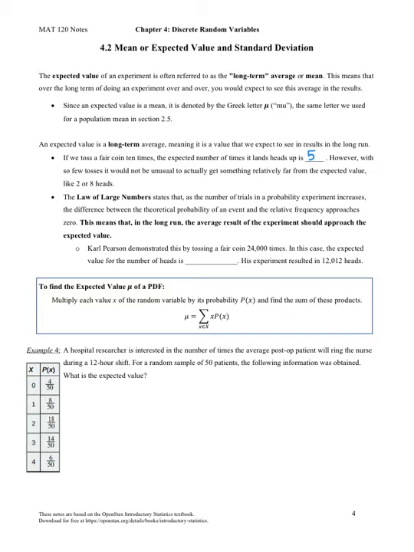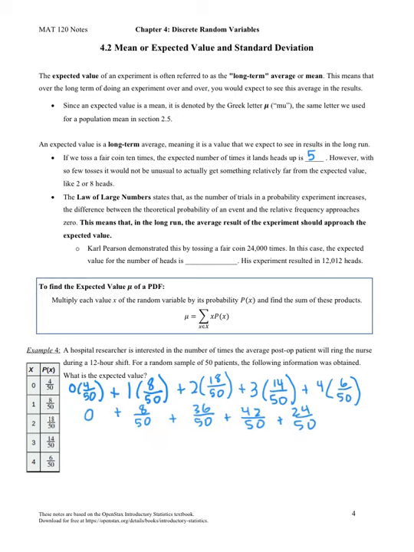So, for instance, we're going to take 0 times 4 over 50, and we're going to add that to 1 times 8 over 50. And we're going to continue with this process for 2, 3, and 4. And we'll go ahead and solve for that. And we'll end up with 110 over 50, which is 2.2. So our expected value for the number of times a patient will ring the nurse would be 2.2 times during a 12-hour shift.